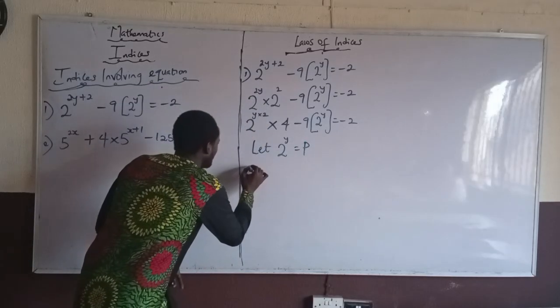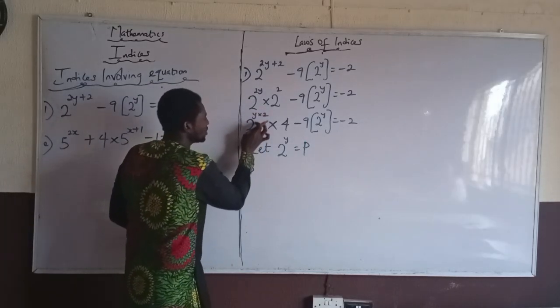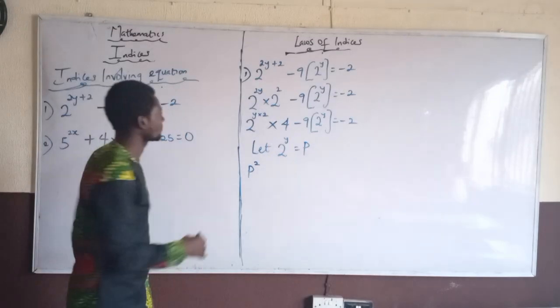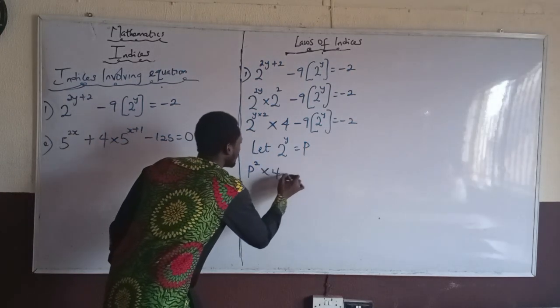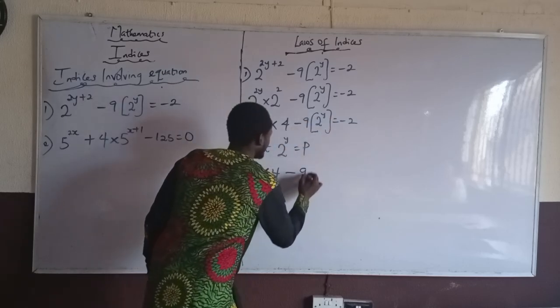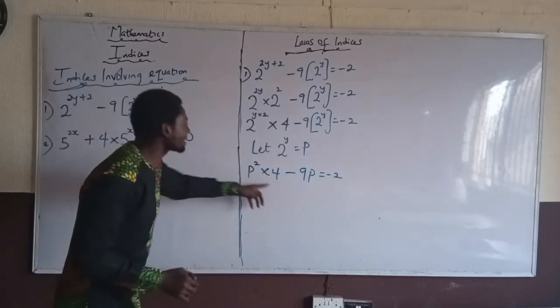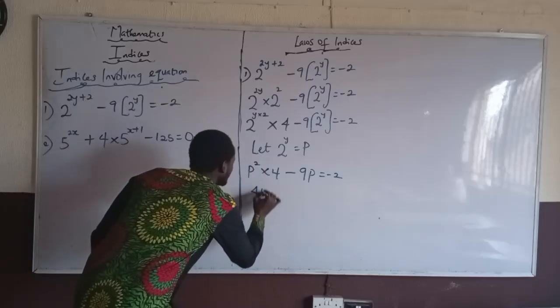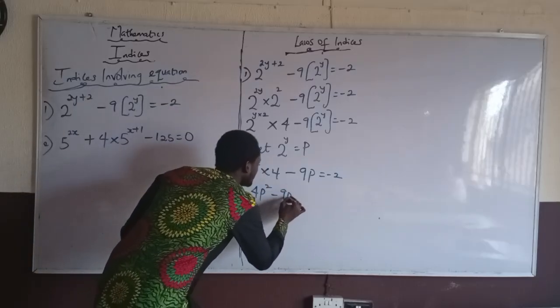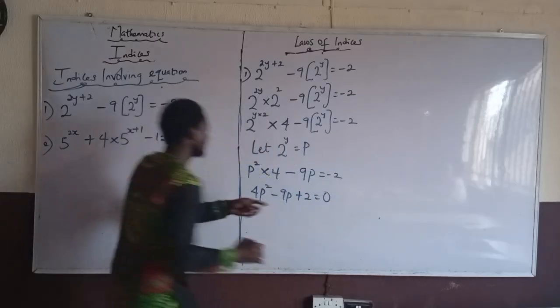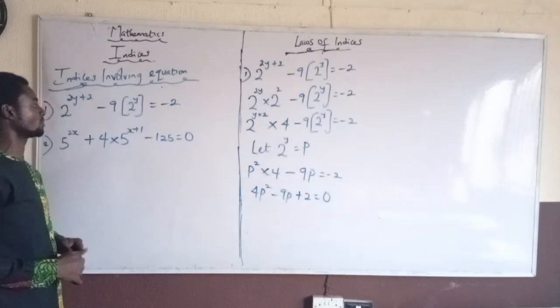So here becomes p. I have 2 raised to power y as p. The 2 I bring here, that becomes p squared, multiplied by 4, minus 9p equals minus 2. 4 times p squared is 4p squared minus 9p. I bring this one inside, that is plus 2 equals 0. This is now a quadratic equation.